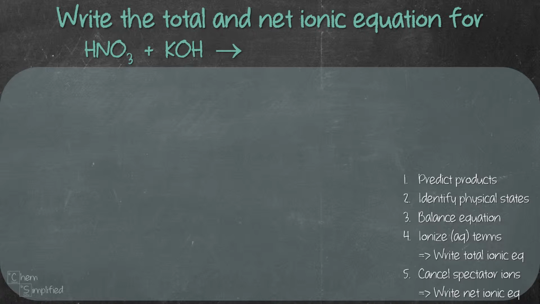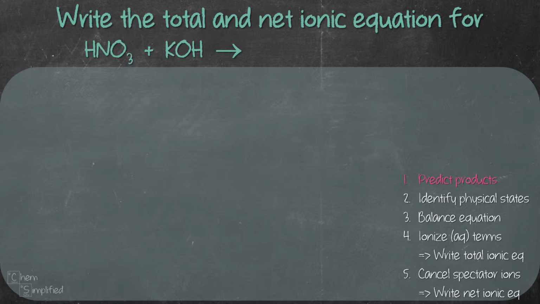We're given the reactants and that's about it. I consider this pretty difficult because we don't have the products and we don't know the physical states. So since that's the case, the first thing we need to do is predict the products. But before we can do that, we need to know what kind of reactions these reactants will undergo.